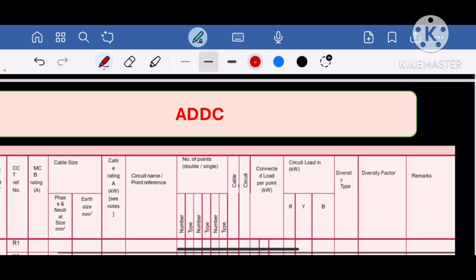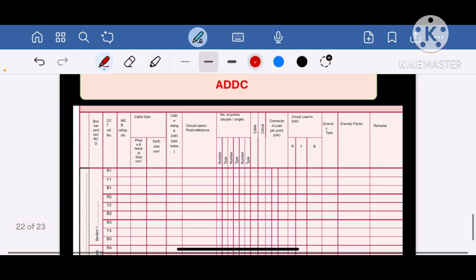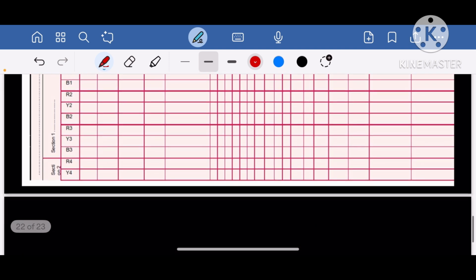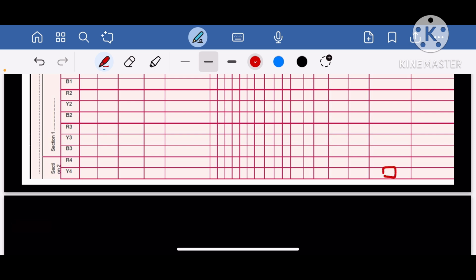But if you see the sample for the ADDC regulation load schedule, you will find here diversified load. In DEWA regulation, you don't find this diversified load or demand load. But in ADDC regulation, you find this one in the final distribution load schedule. Here we have to write the diversified load for each individual load, and we have to sum it and put it in the SMDB.